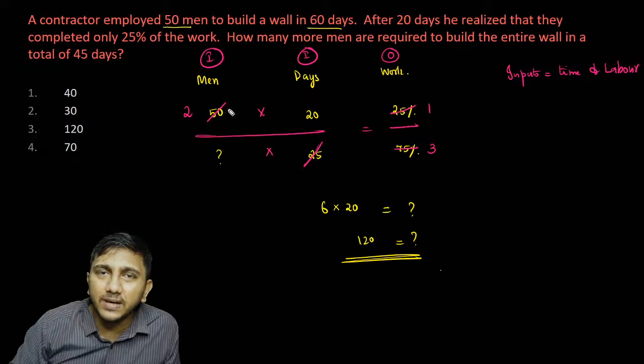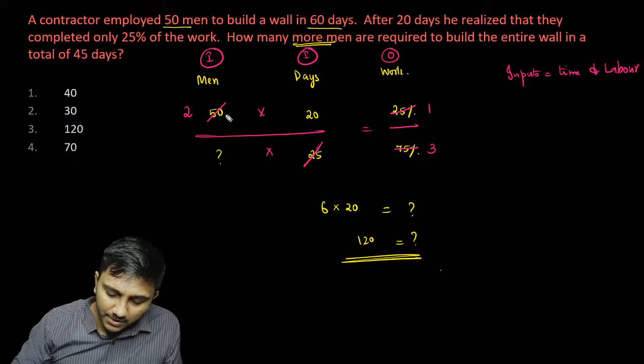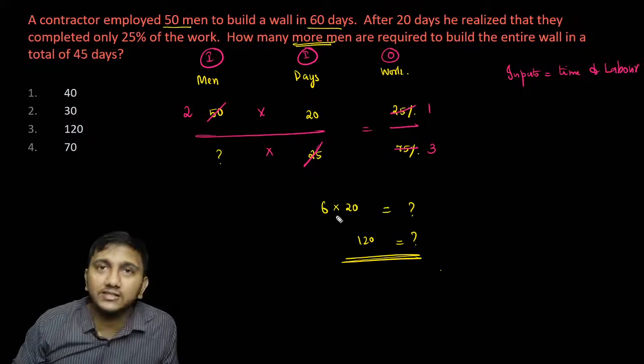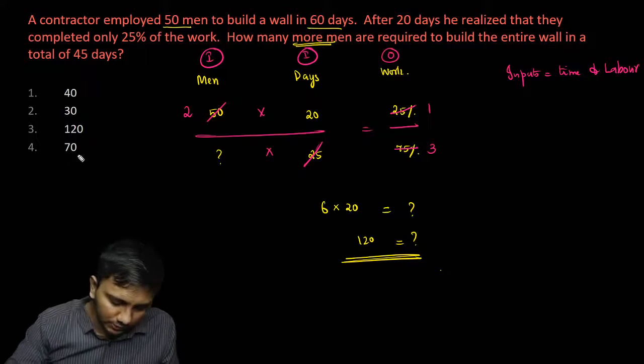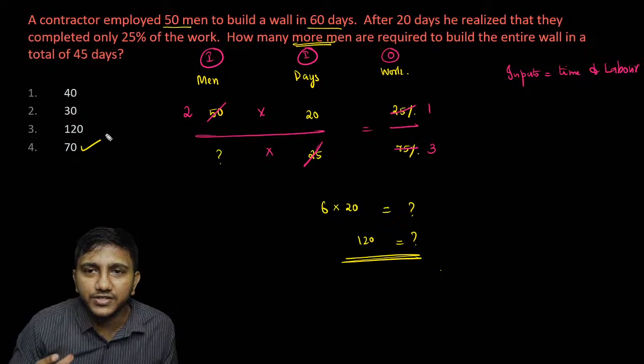Already we have 50 men. The question is asking how many more men are required. Already we have 50 men, but we require 120 men to complete this target. So we need 70 more men to complete the work. So the answer is 70 for this question. Please type 1 if everybody is clear with the first question.